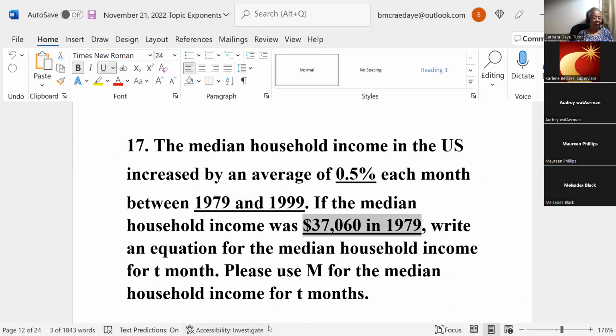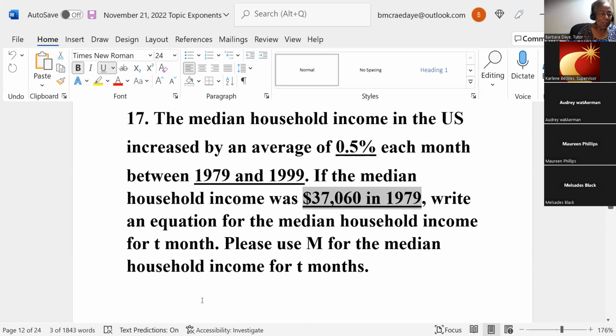Now write the equation for the median household income for t months. What did you have, Audrey? Use M for the median income. So you have M. What's M equal to?